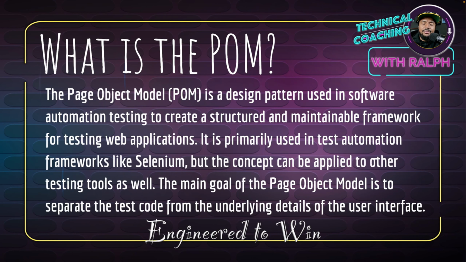So what the heck is the page object model anyways? The page object model is a design pattern used in software automation testing to create a structured and maintainable framework for testing web applications. It is primarily used in test automation frameworks like Selenium, but the concept can be applied to other testing tools as well. The main goal of the page object model is to separate the test code from the underlying details of the user interface. So before we go on, if you think about it like this, right?